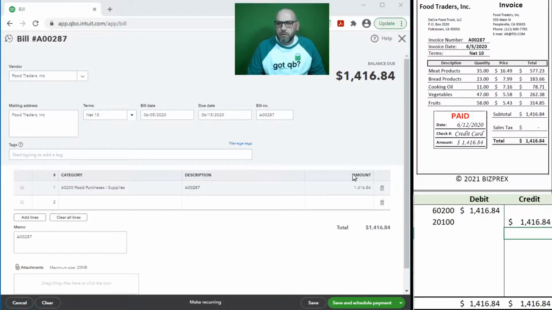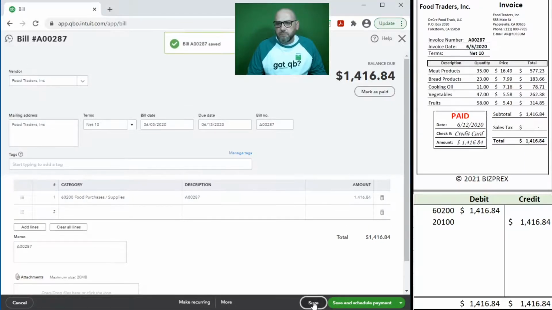So here we are, right? This amount that we entered right here is a debit to account 6200, and it is a credit to account 2100, even though, again, it's not depicted here. It's automatically connected to it because we're booking it as a bill. Very important to know and remember that. All right, so save.